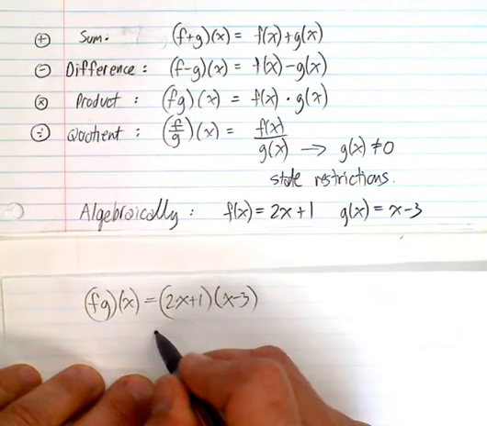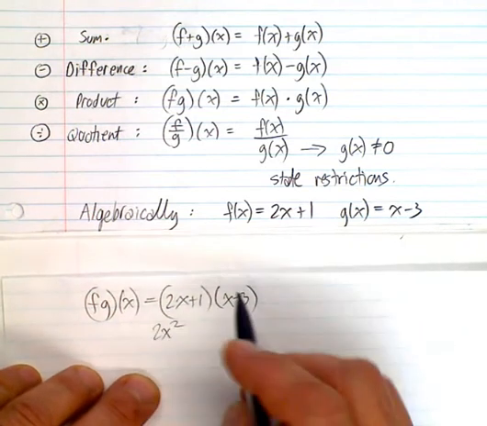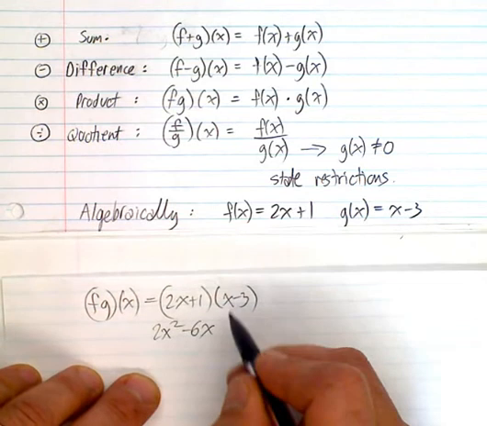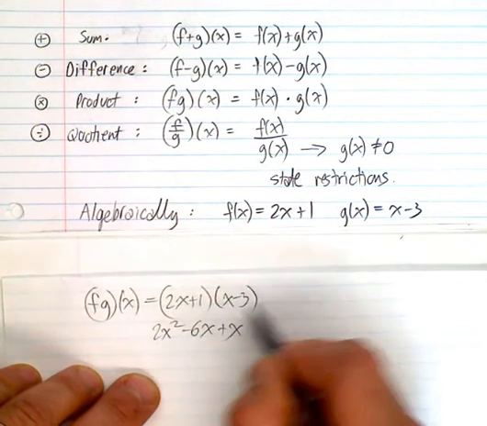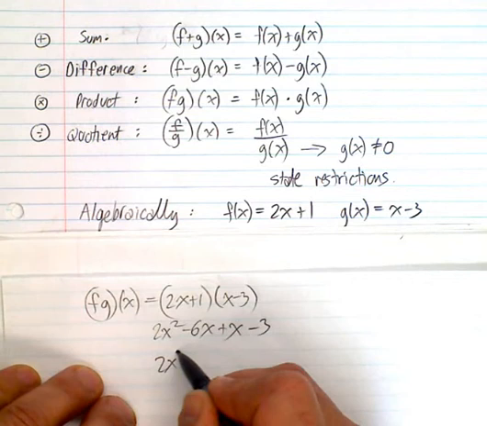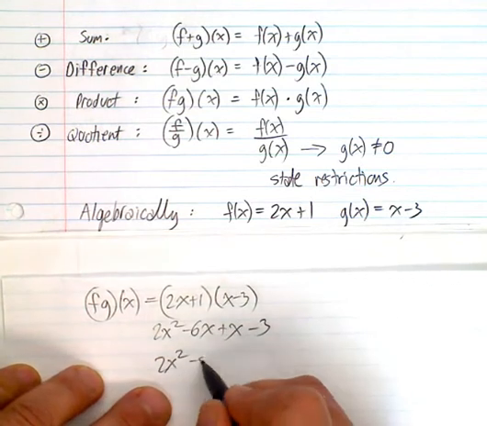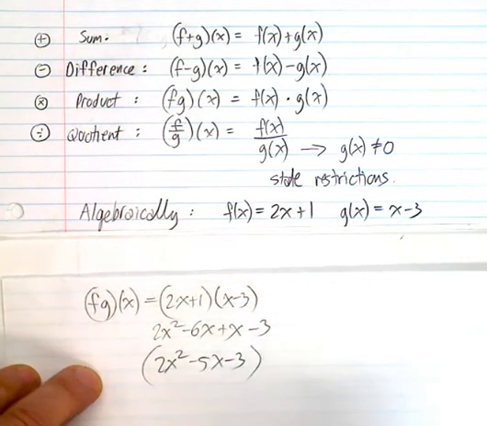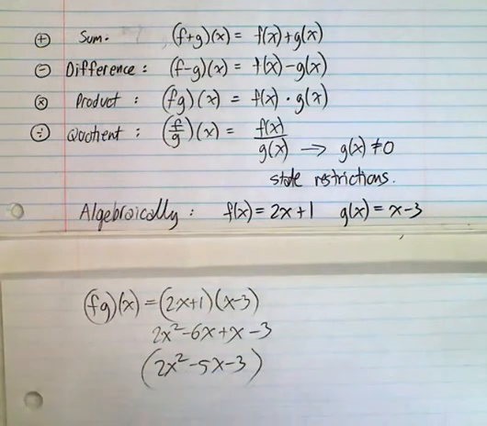We FOIL them out, right? First, 2x squared. Outside, minus 6x. Inside, plus x. Last, minus 3. The final step would be combining all these terms, and you end up with a trinomial. Okay? Let's finish this off.